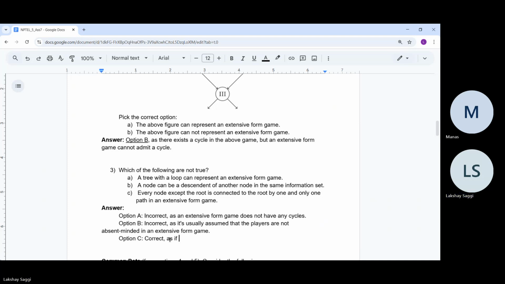as if a node has two distinct paths to the root, then it would imply that there exists a cycle, which is a contradiction, as an extensive form game cannot contain any cycles. So, good job, Manas.